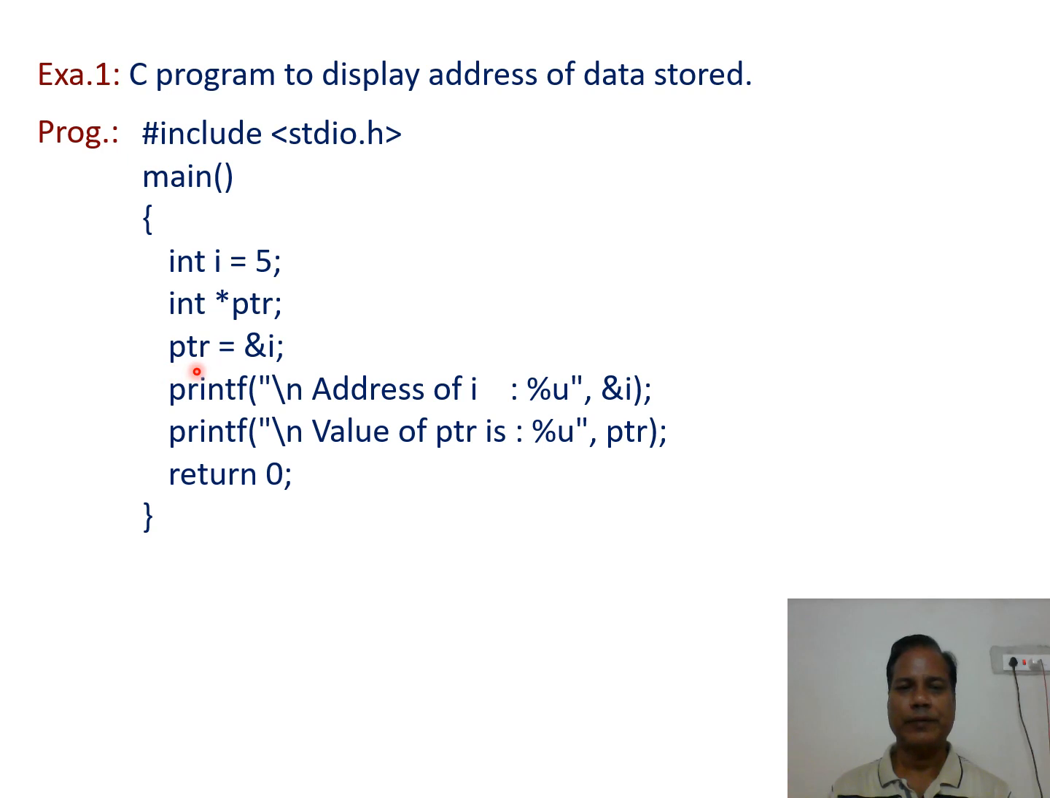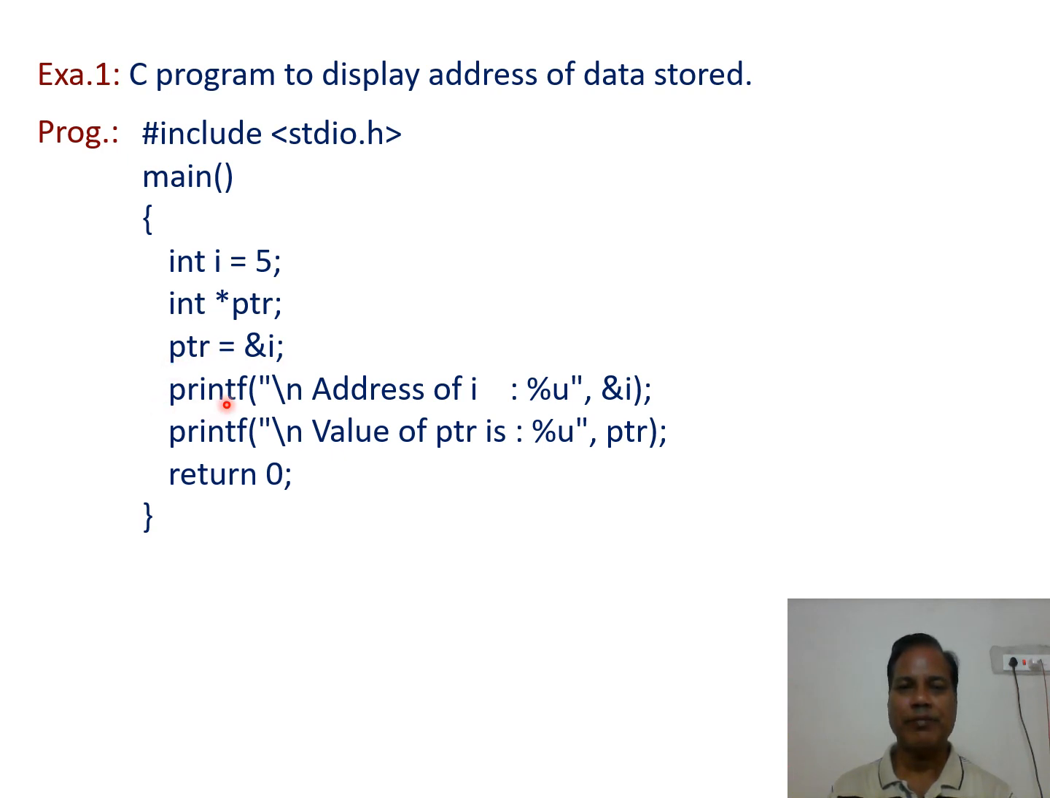Then the pointer, as it stores the address, is assigned &i. What is the address of i? Where data 5 is stored. To get the address of i, the ampersand symbol is used, the address operator. So the address of i is assigned to the pointer variable.